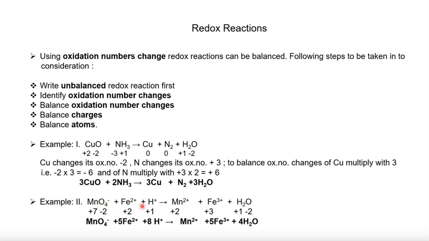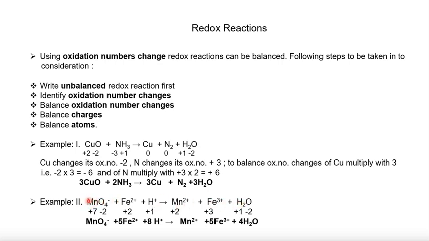Another example is here, how to balance using oxidation number changes. The previous one was a reaction of chemical compounds, but here we have an ionic reaction. You see, manganate ion is reacting with ferrous ion in acidic media. Whenever we get a hydrogen ion, we say this is acidic media. And we see the changes in oxidation number there.